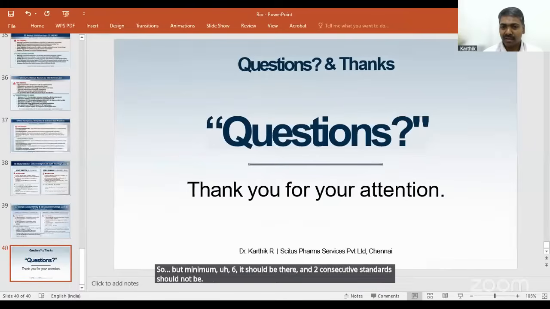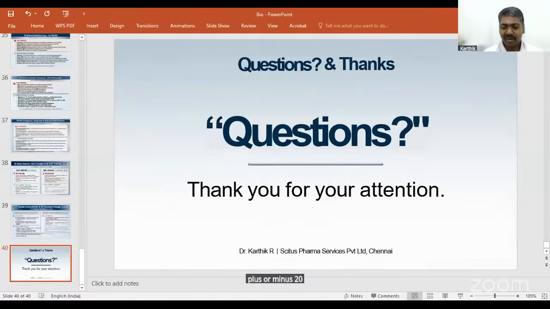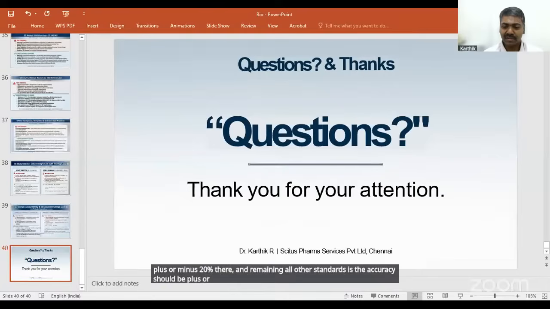For the LLOQ, the lowest standard, the accuracy should be plus or minus 20%, and for all the remaining standards, the accuracy should be plus or minus 15%. No 2 consecutive standards should fail, that is, be more than plus or minus 15%.